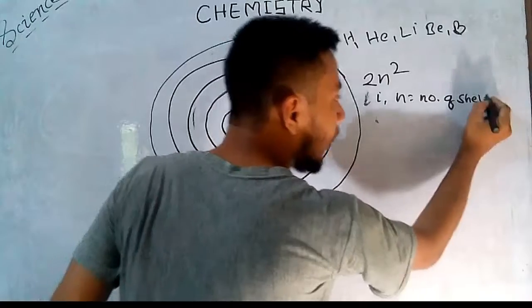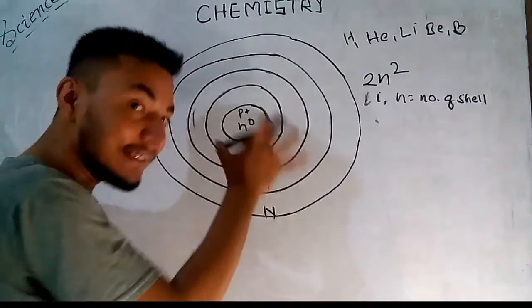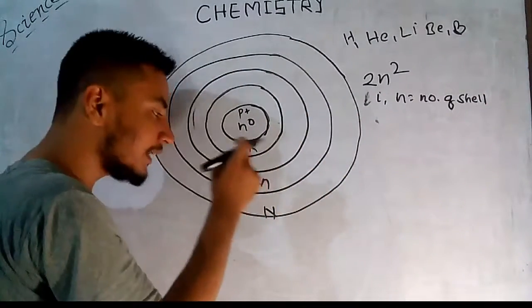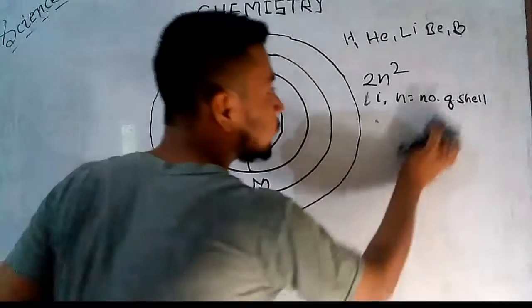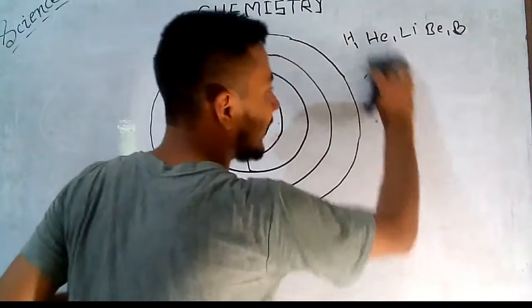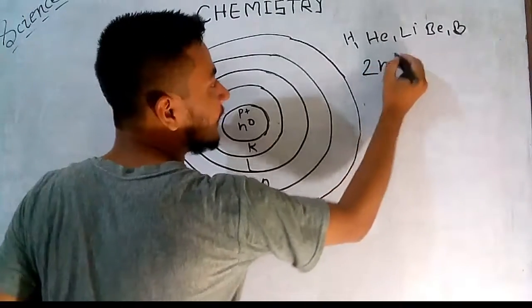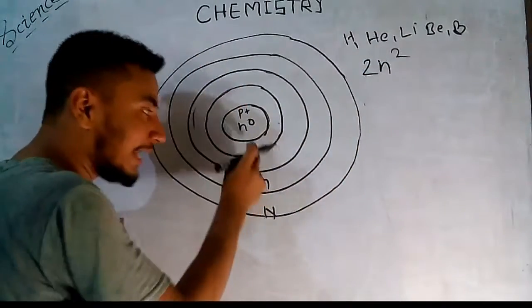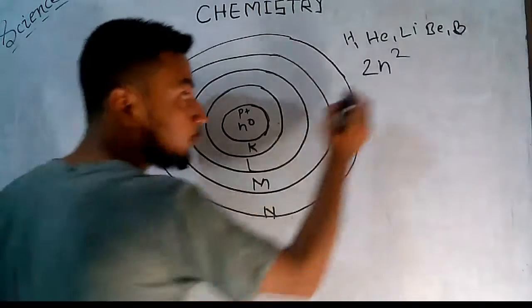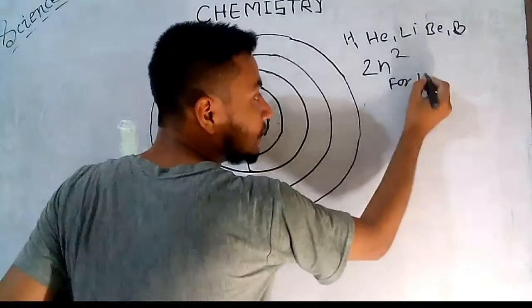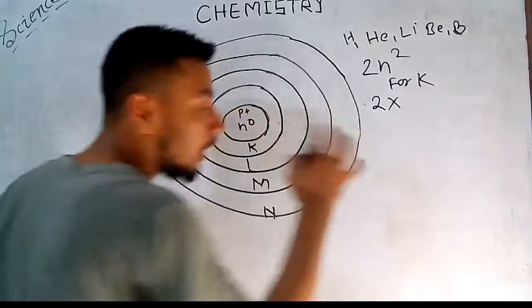Tell me, how many electrons are in the K shell, L shell, M shell and N shell? Our formula is 2n square, and we know n is the number of the shell. So for the K shell, 2 into how much?